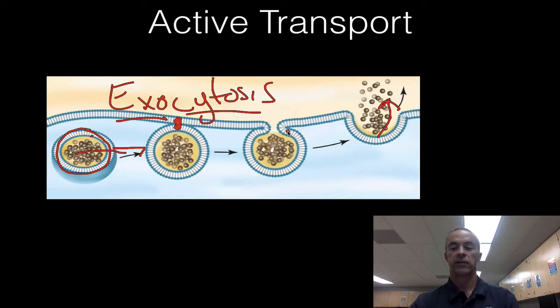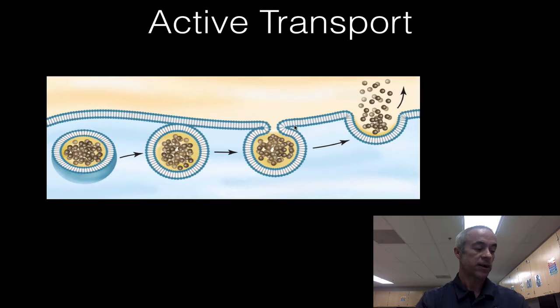This is a great way to release hormones. It's a good way for cells to get rid of waste products that they don't need anymore, or just to release proteins that are needed in other areas of the body. They'll be secreted from the cell this way. And then this membrane that was part of the vesicle actually becomes part of the cell membrane itself and allows the cells to get bigger until they ultimately need to divide.